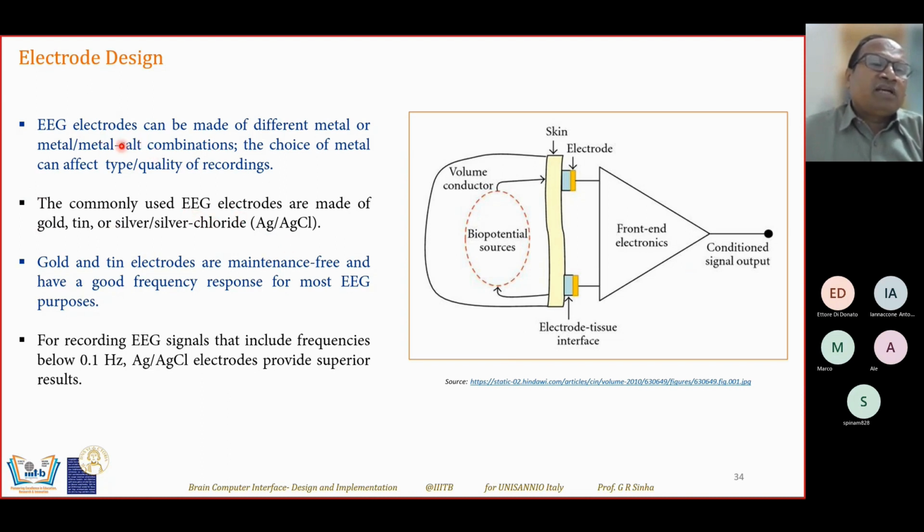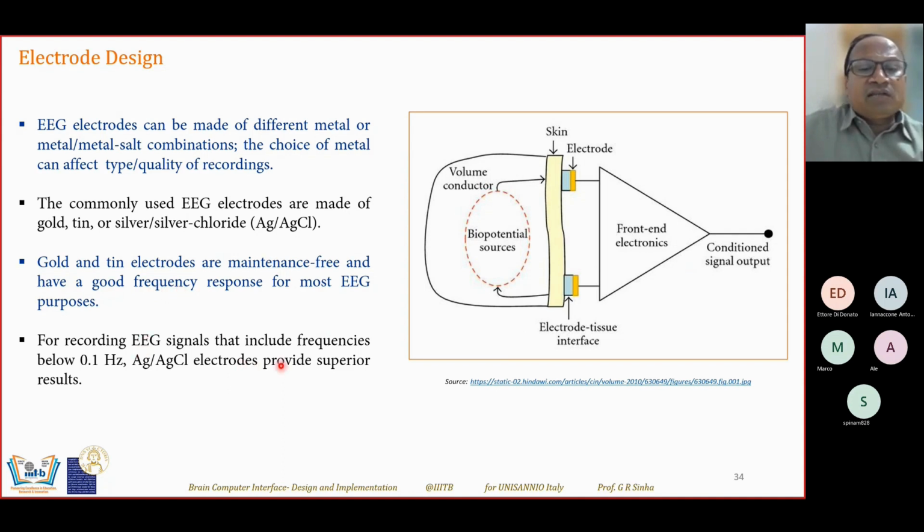So you have seen metal salt combinations also, correct? Silver chloride, it is not sodium chloride. I'm sorry, it is silver chloride. Because of that salt combination, it is silver chloride. So gold and tin electrodes are maintenance free and have a good frequency response for most EEG purposes. Remember, when we use the electrode, what is important is the stable frequency response. Over a range of frequency, the amplitude must be stable. So the frequency response is good.